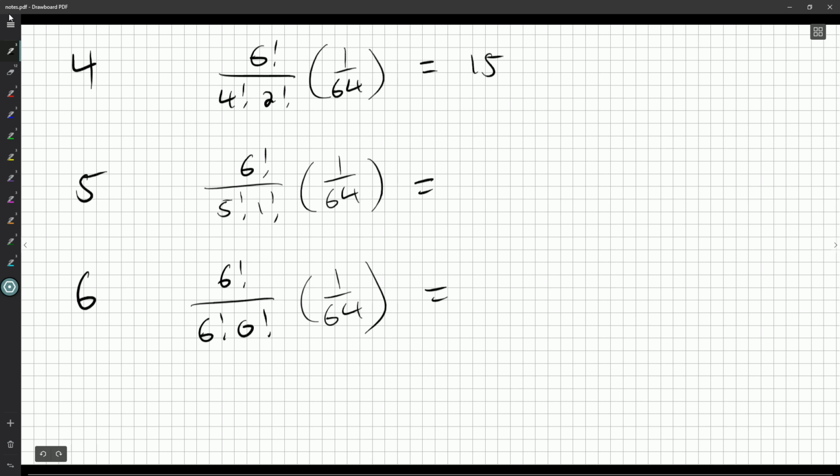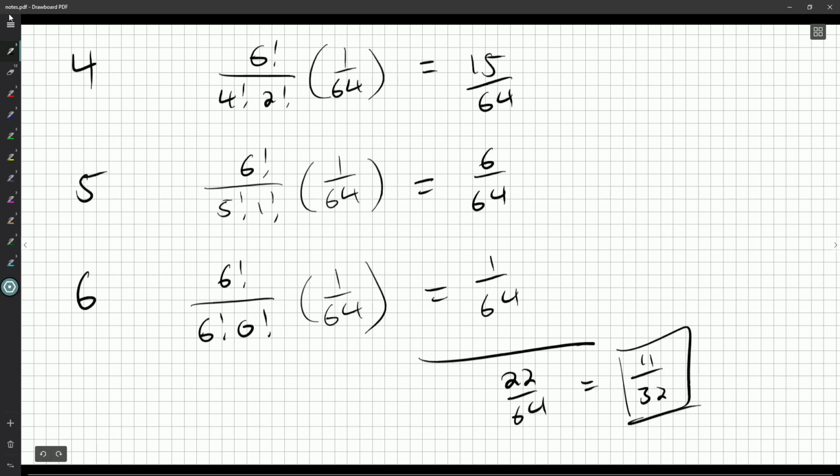And you'll get 15 over 64, 6 over 64, and finally 1 over 64. And you add those up, and you'll get 22 out of 64. Divide top and bottom by 2. 11 over 32. Again, as we already had, I'm just showing you a different way to do it. This is the way my students in university would do it, because they don't look for shortcuts. They just sort of mindlessly calculate with combinatorics and factorials.